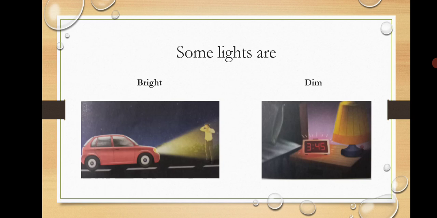Okay, some lights are bright and some are dim. Look at the picture. The headlights of the car are very bright, while the light coming from the lamp is very dim.